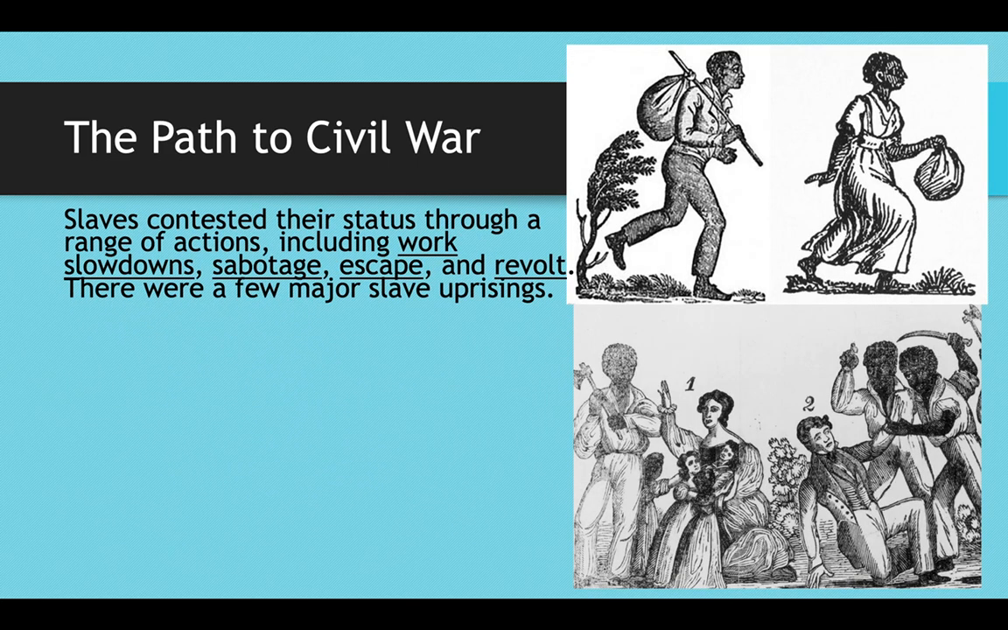Slaves often contested their status through a range of actions, some much more bold, some more subtle. For example, sometimes slaves would engage in work slowdowns where they would intentionally work just a little bit slower so that the master couldn't make as much money, and maybe wouldn't see slavery as profitable for him. They would sometimes sabotage equipment, like maybe break the cotton gin so that they wouldn't be expected to pick cotton. They would often try to escape.